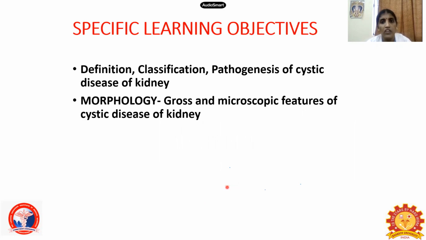So today's specific learning objectives include the definition and, most importantly, classification and pathogenesis of cystic disease of kidney. And we will be discussing in detail the morphological changes in each variant or type of cystic disease of kidney, which includes gross and microscopic appearance.